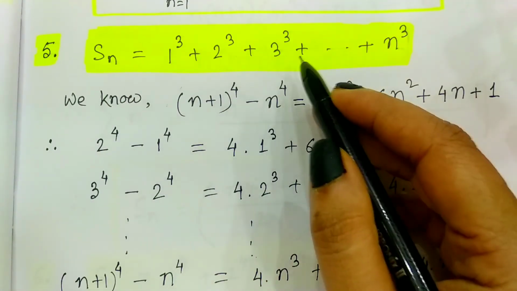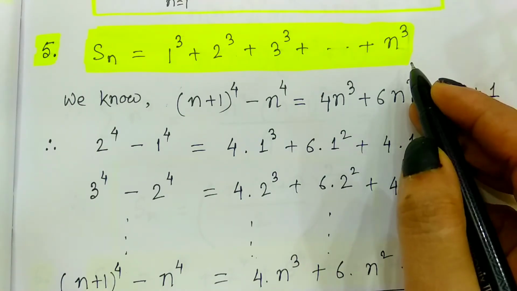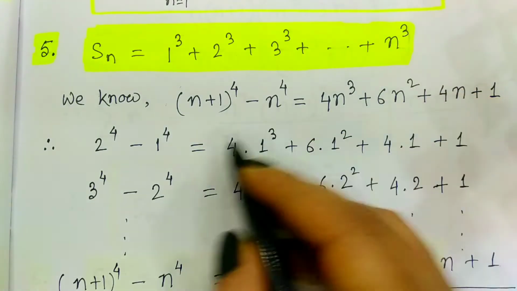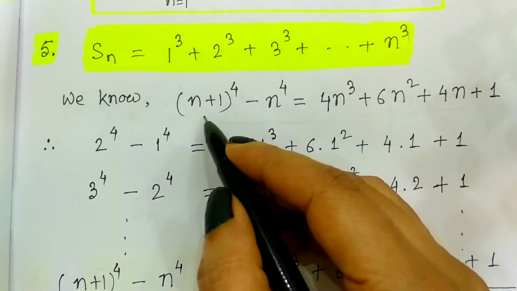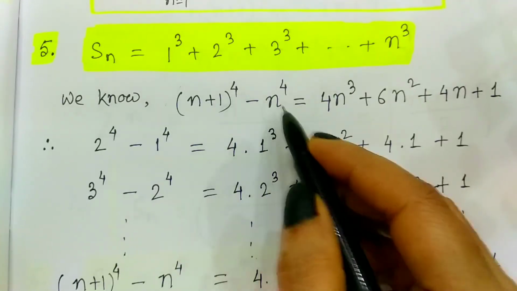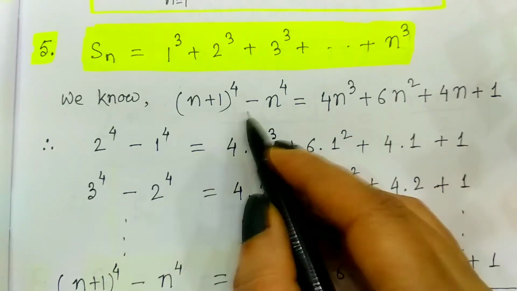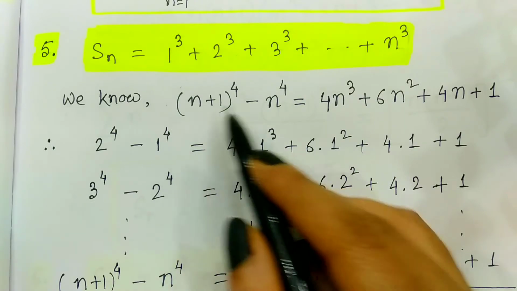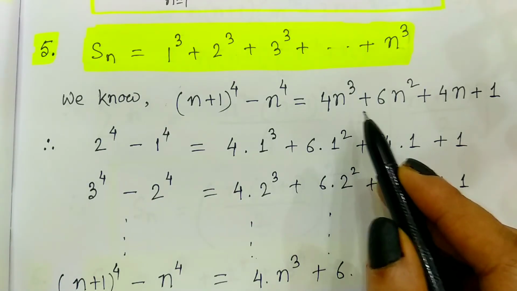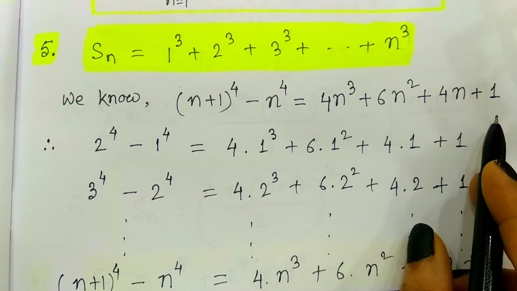Similarly, if our given series is Sn equals 1 cube plus 2 cube plus 3 cube, in this way up to n cube, then likewise we will take (n+1) to the power 4 minus n to the power 4. If we simplify this part, n to the power 4 cancels out and the remaining portion is 4n cube plus 6n square plus 4n plus 1.